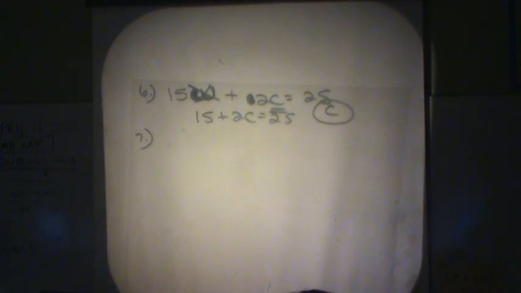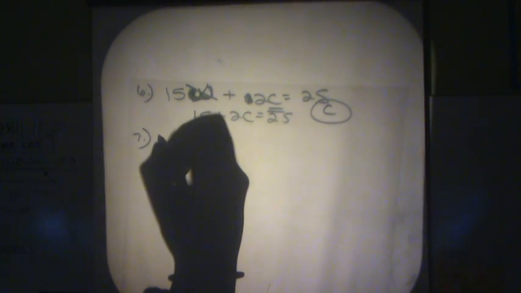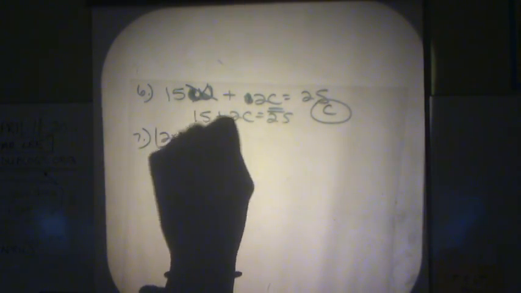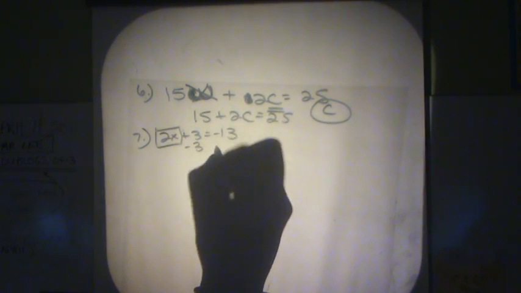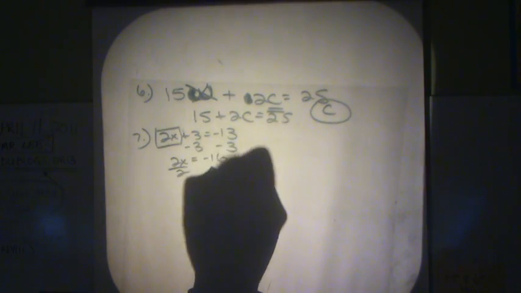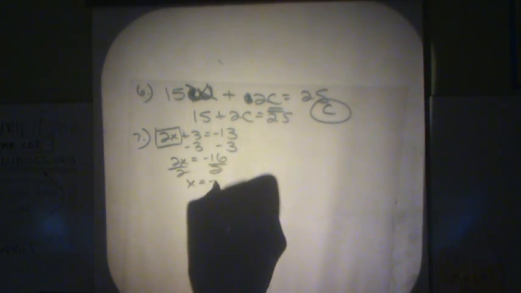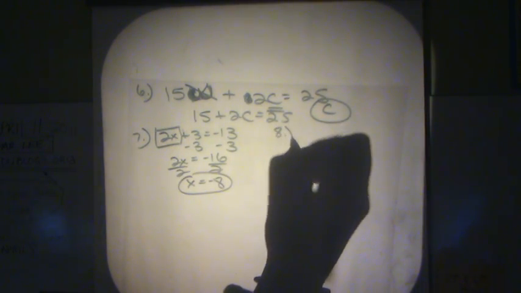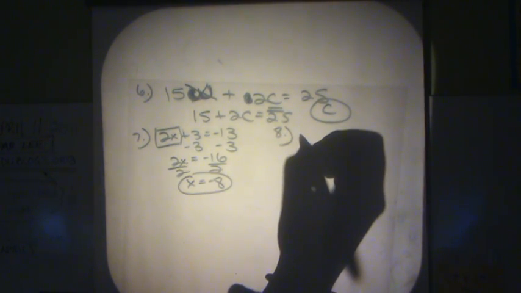Number 7 is 2x plus 3 equals negative 13. Box the variable, deal with it last, subtract 3. We get 2x equals negative 16, divide by 2, and we get x equals negative 8. Number 8. Sorry, I may have to go a little faster. I'm going kind of slow.